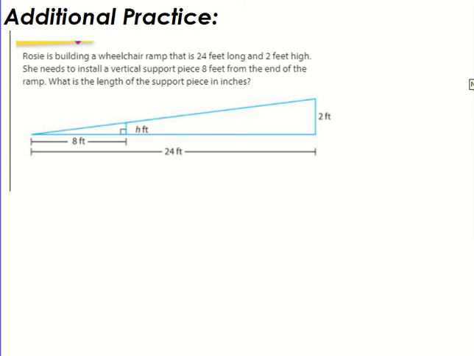Okay, so what's the point of deciding if two triangles are similar? Well, real world stuff comes in handy. Rosie is building a wheelchair ramp. She wants the total length to be 24 feet long and 2 feet tall. She needs to install a vertical support piece 8 feet from the end of the ramp, but she's not sure how tall the support piece is going to be at that point. She wants to measure it and put it in beforehand, right? Not guess and check. So the first thing we have to do is prove that these are similar.